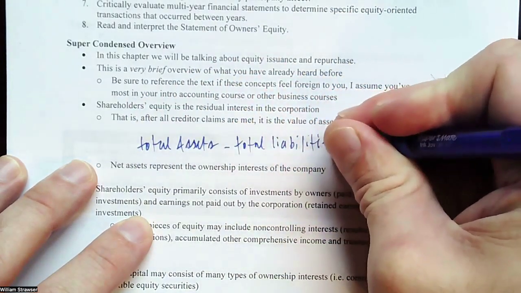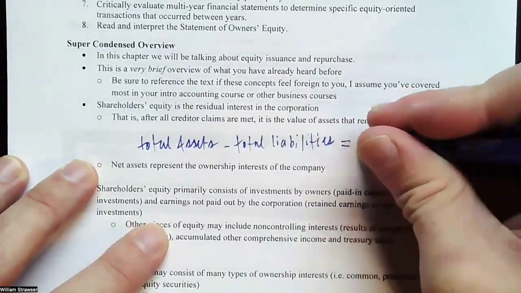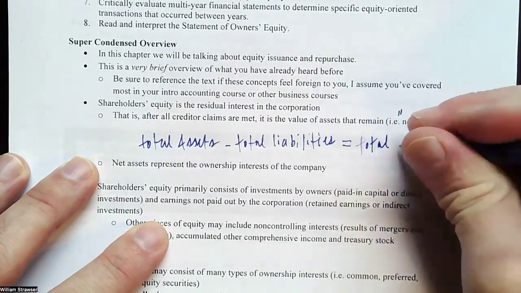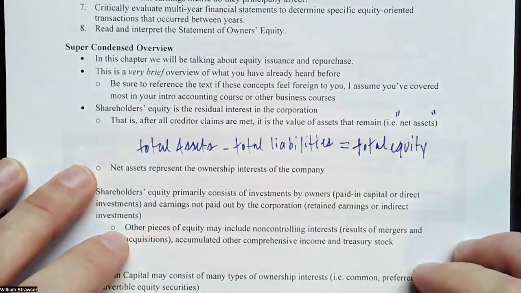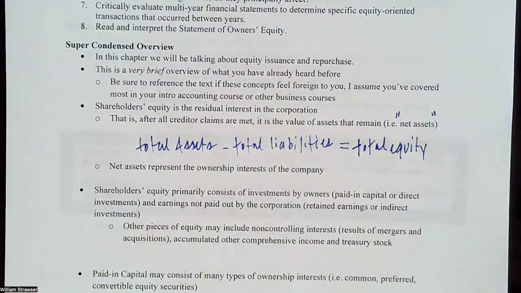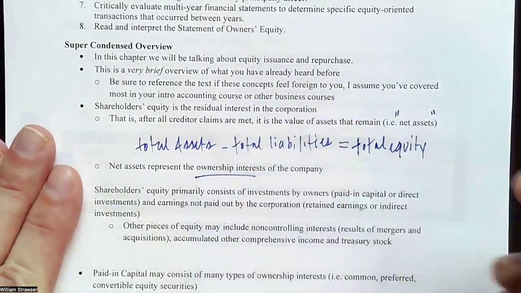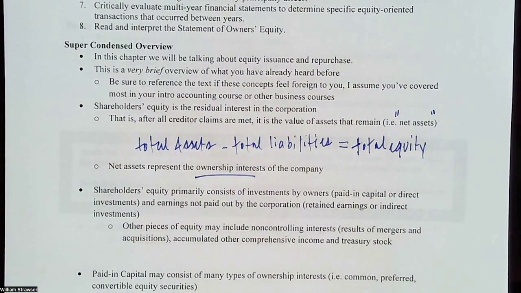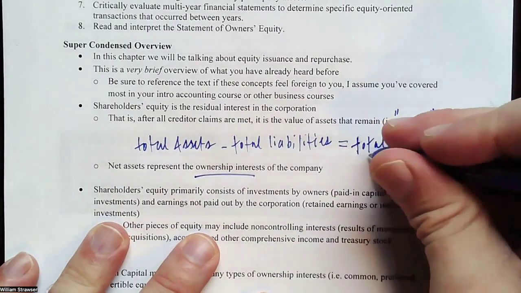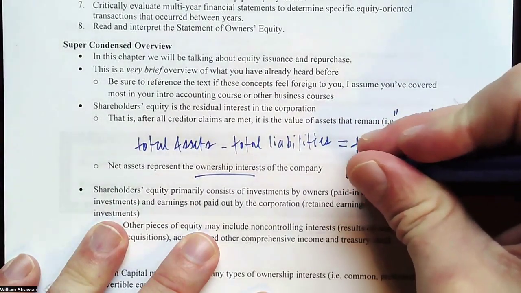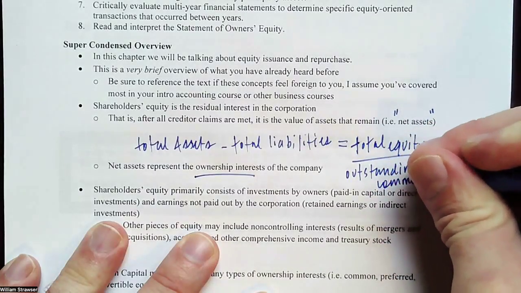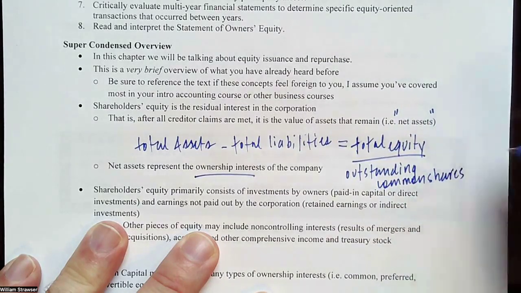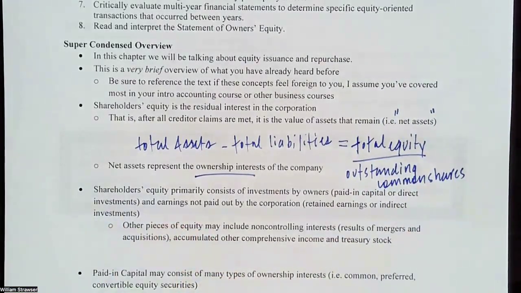And that, if you are familiar with the accounting identity, just gives us total equity. So it's the accounting equation that really gives us the mathematical identity of equity, but we call that net assets. And this represents the ownership interests of the company. It represents what shareholders will get, right? If we take this total equity and divide it by our outstanding common shares, pretending like there are no preferred shares.